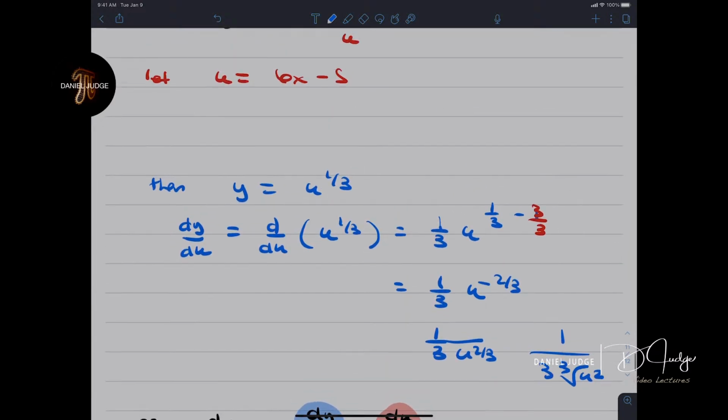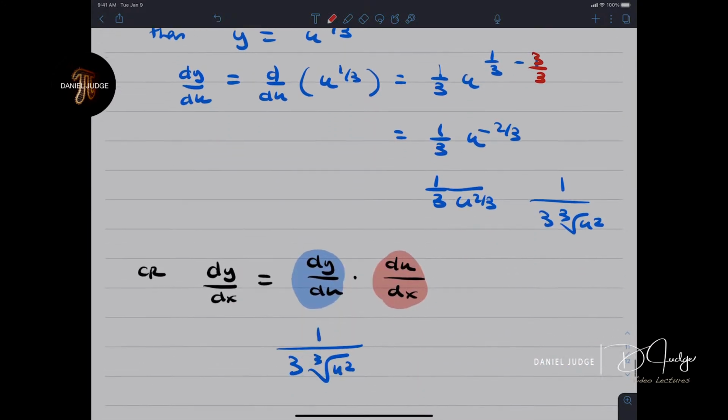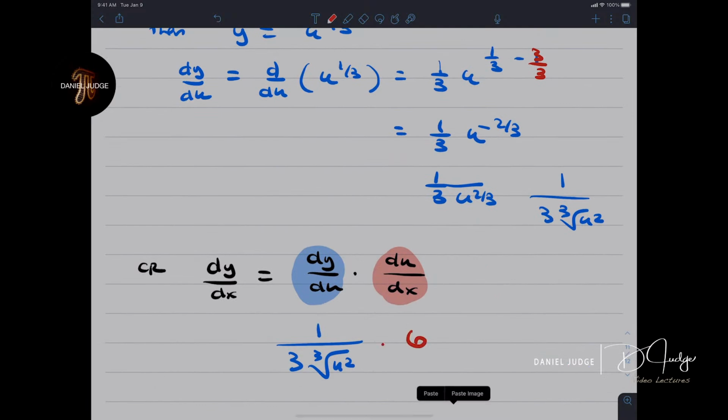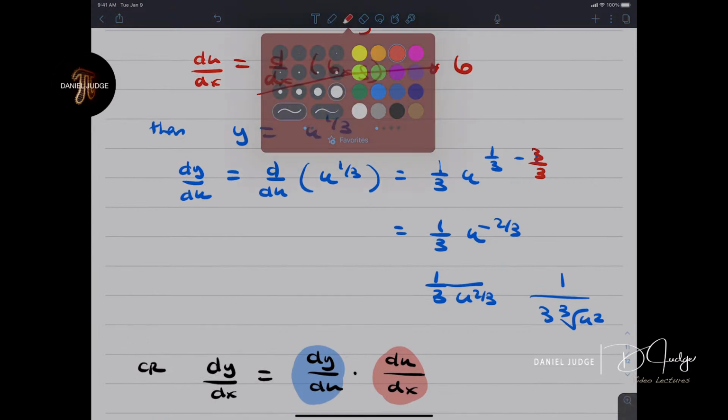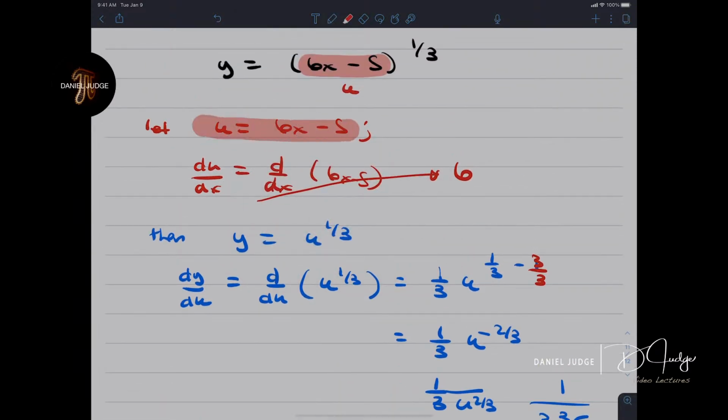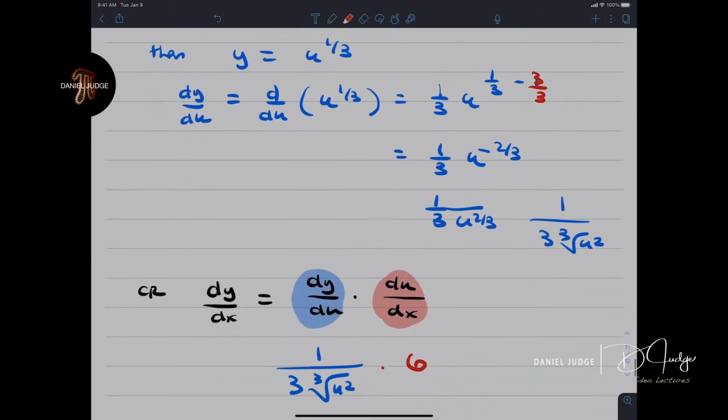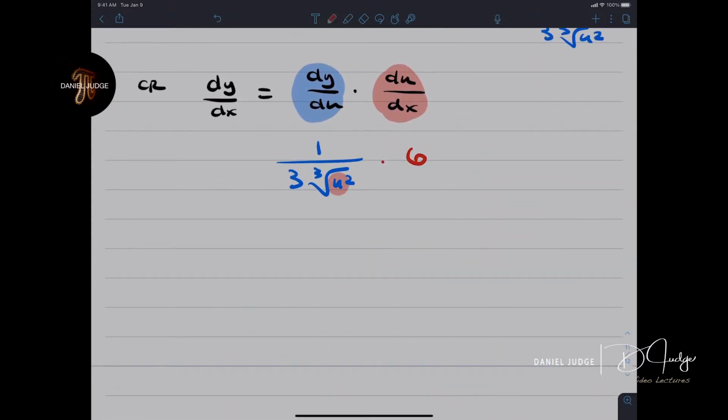Don't forget du dx. So here, du dx is when we differentiate with respect to x, 6x minus 5. So I'm going to move this over here. This derivative is 6. So replace this with a 6. This is the chain portion. But never forget what u is. U is here 6x minus 5. So we replace our u right over here with 6x minus 5.